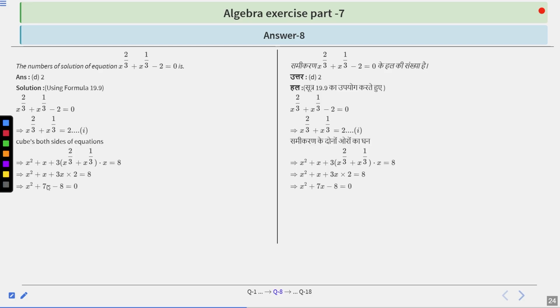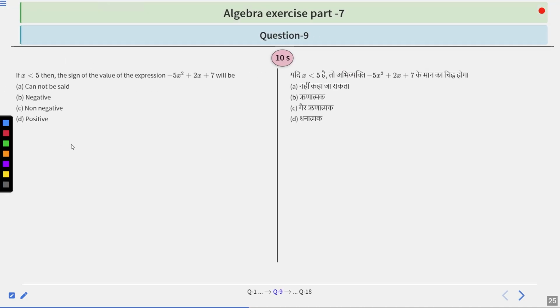So we have got an equation that is x square plus 7x minus 8 equal to 0. This is a quadratic equation because the maximum power is 2. That means it can have only two solutions. So the number of solutions will be 2. Option number D is the correct answer.